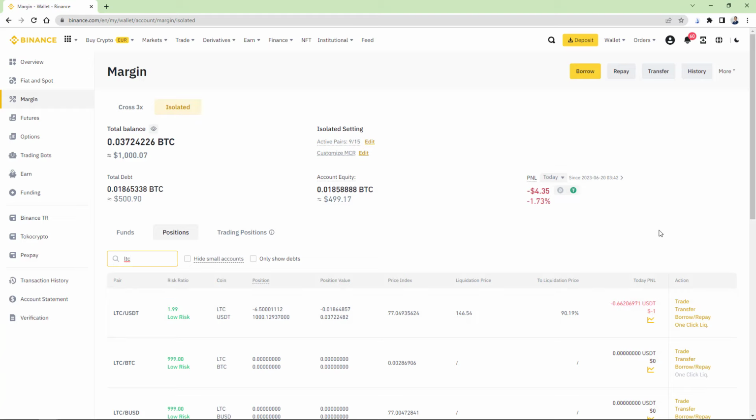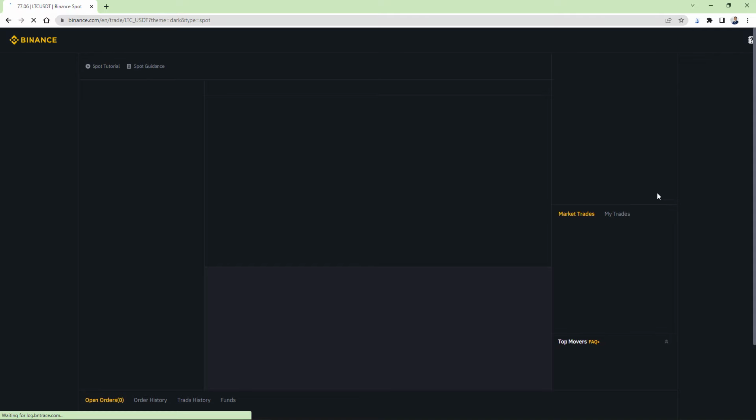Obviously, very tiny change at the moment, but if I leave this on for several days, then hopefully I'll be in the profit if that price resumes its downtrend and declines from the current level of $77 down to maybe even $70 or so. All right, but again, I'll click on trade here to get back to how to close this position out and transfer your funds from margin to the spot account.